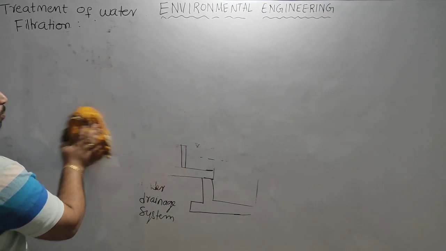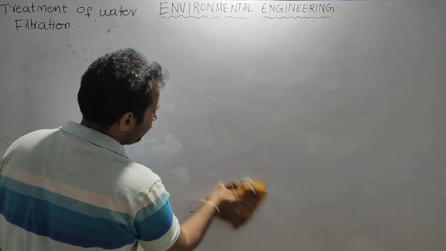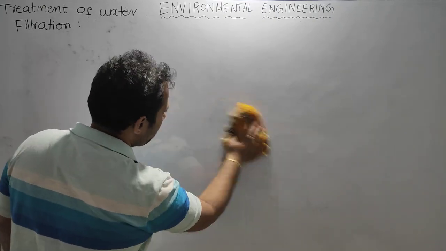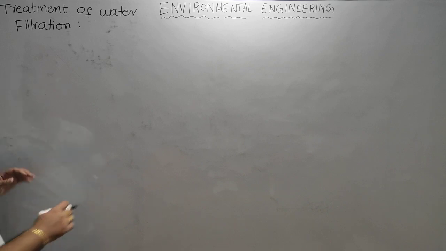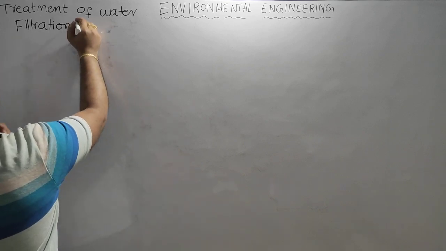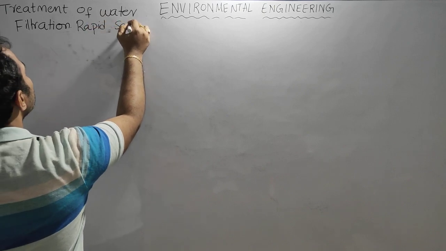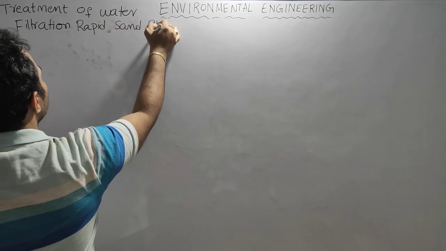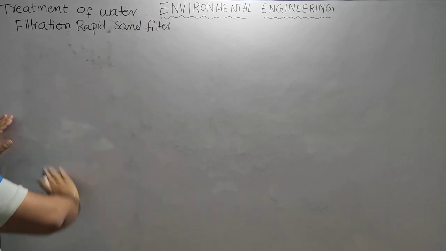Again, I forgot one more point. Slow sand filter is a gravity filter. Even rapid sand filter is also gravity filter. One more point we can add in slow sand filter, that is, it is a gravity filter. This is now rapid sand filter. So it is a rapid filter having sand as a filter media.